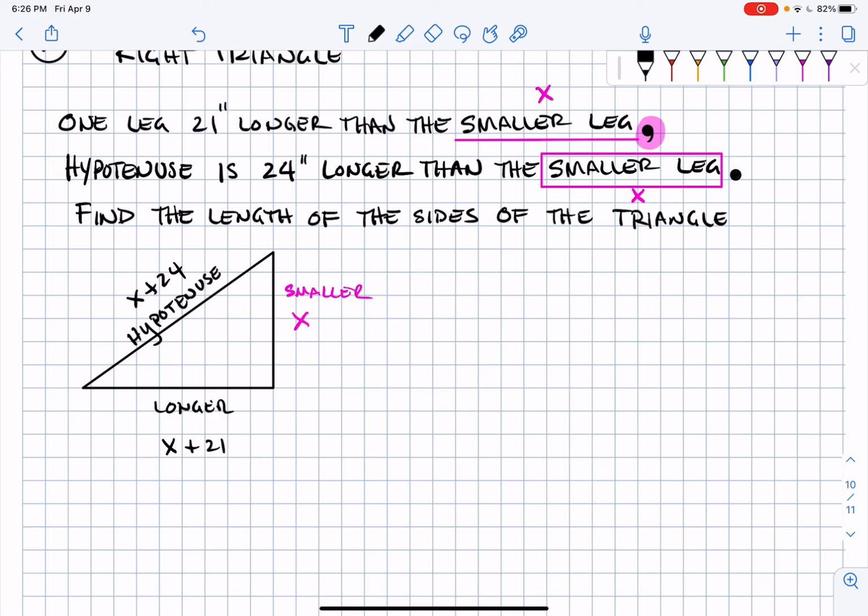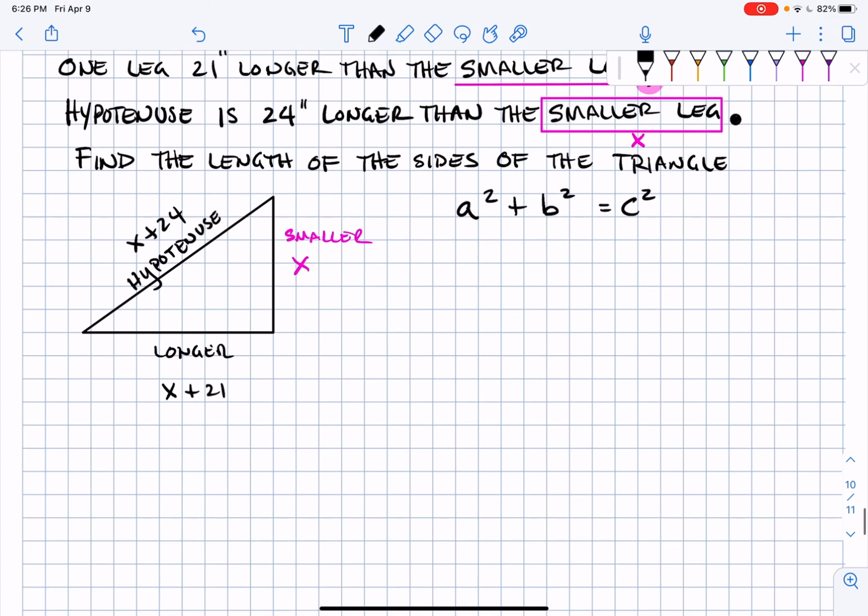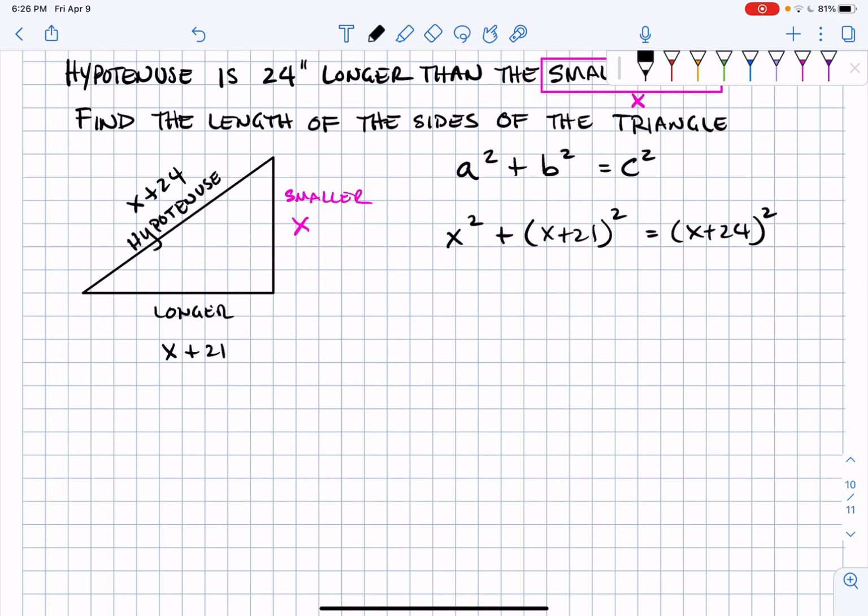Well, I know a formula that talks about all three sides of a right triangle, which is the Pythagorean theorem, which states a squared plus b squared is equal to c squared. Okay, so I have x squared plus (x plus 21) squared is equal to (x plus 24) squared. The hypotenuse is always by itself, so I should line up that equal sign here. Let's do that. There we go.